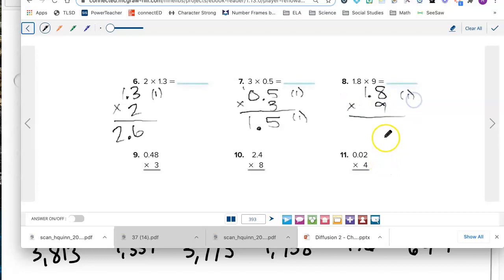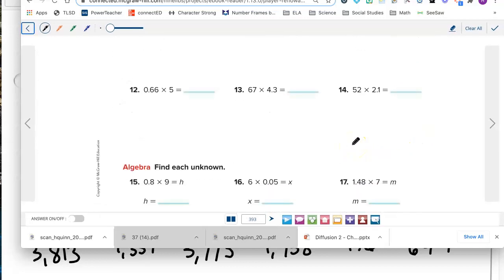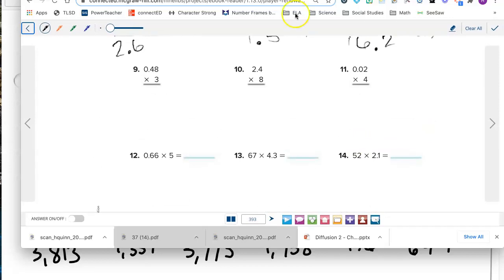Again, I only have one digit behind the decimal in my problem, so I need to have one digit behind it in my answer, 72, and that's 9 plus 7, which is 16. I'll put my decimal there too because I have one digit behind it in my answer. Okay, again, you're going to pause the video and try to finish the rest of this page. Unpause the video and check your work with mine.